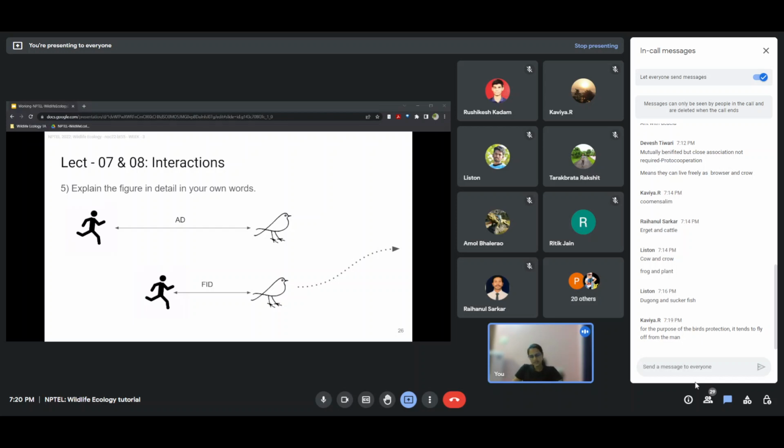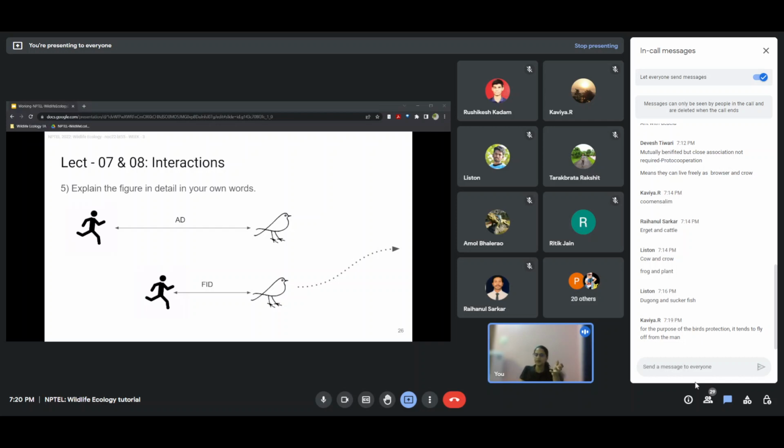All right, so I can just tell you. FID is called the flight initiation distance. It is basically a critical distance beyond which, when you approach a particular organism, the organism will tend to move away. And AD is actually the alert distance.